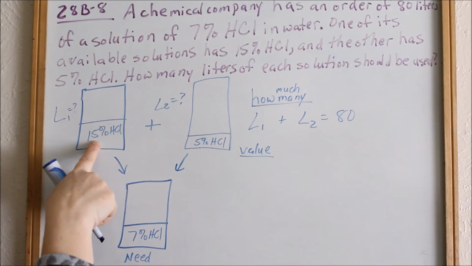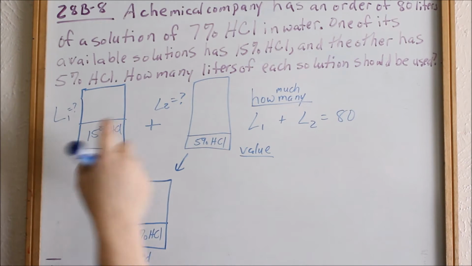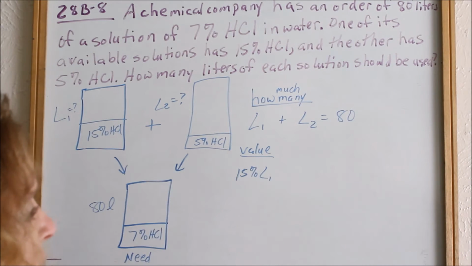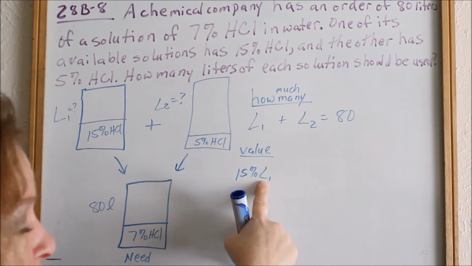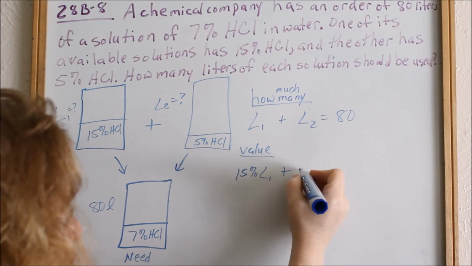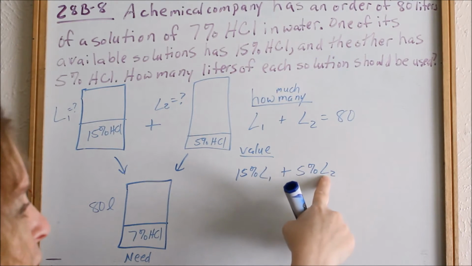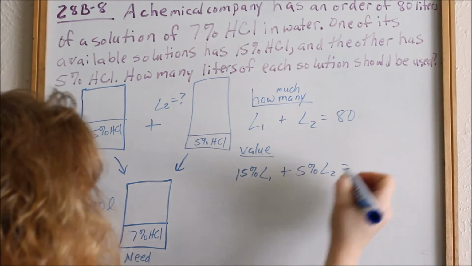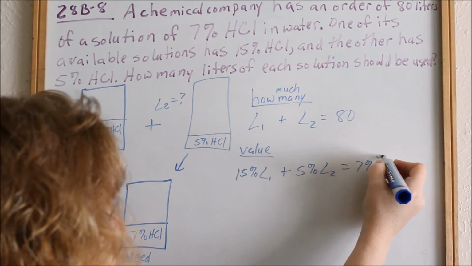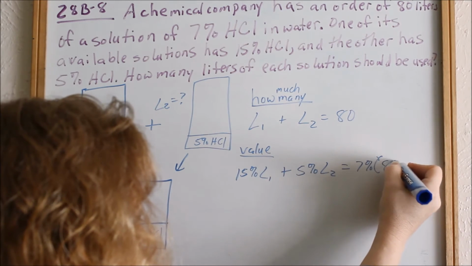Well, for this one, for every liter, I'm going to have 15% HCl. Okay, so I'm going to have 15% for every liter, 15% times each liter. Then for this one, I'm going to have 5% HCl, 5% for every liter, so 5% times my liters equals, down here I have 7% times for each of my liters, and I am told that I have 80 liters.